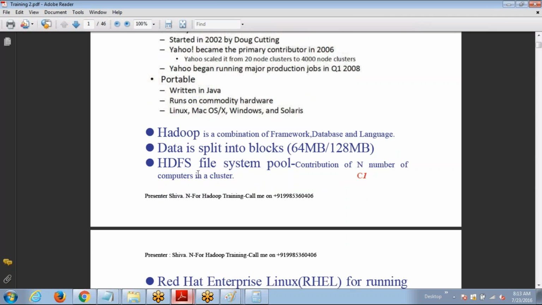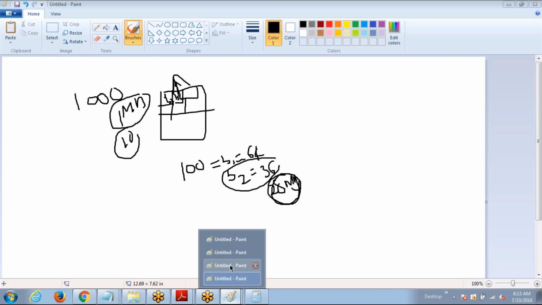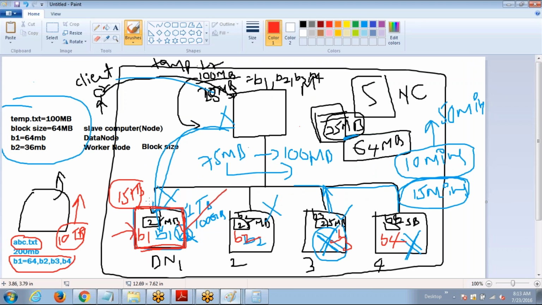The next discussion here is the HDFS file system. With our example, what is your HDFS file system? The HDFS file system is to store your data. So which computers are storing your data? These 4 computers only are storing data out of 5 computers. Why? Because the 5th computer is working as a master node. It is going to take the work from different clients and assign the work to your data nodes. So what is a data node? A data node is the one which is going to store your actual data.